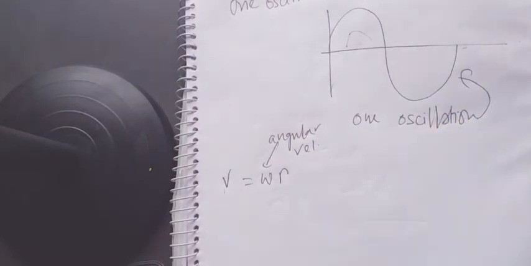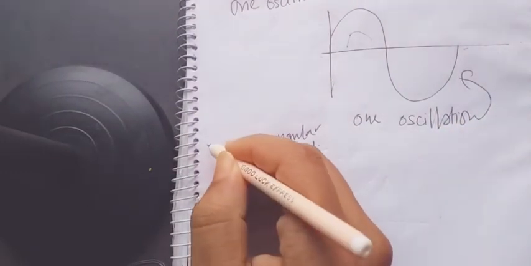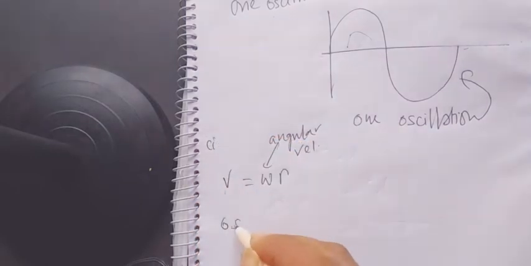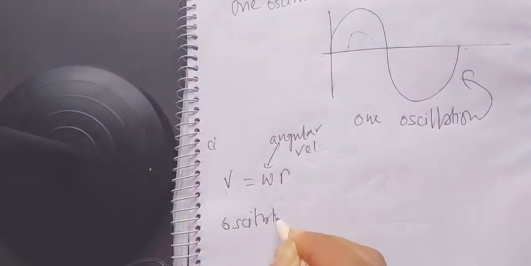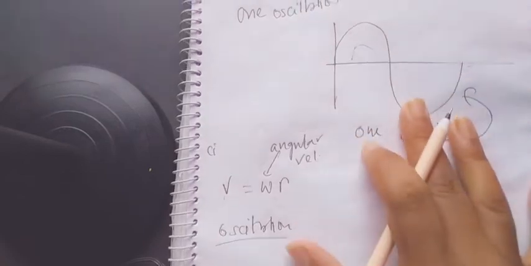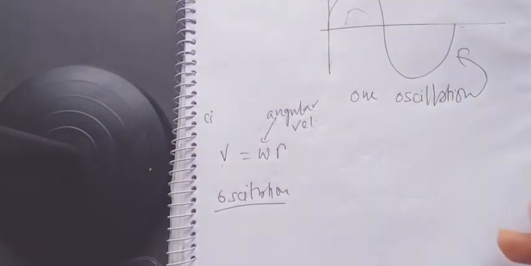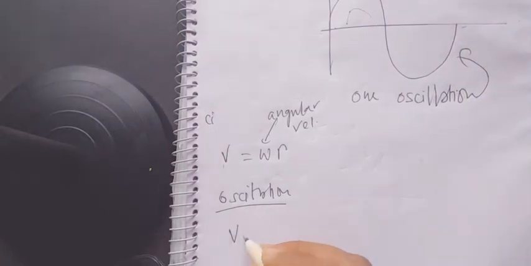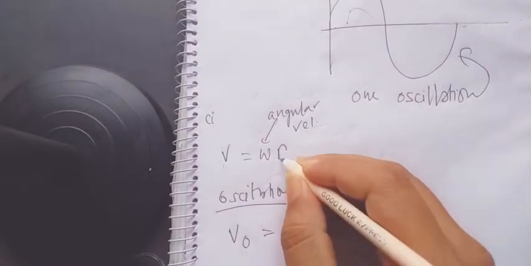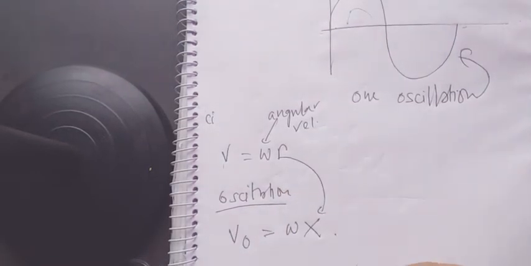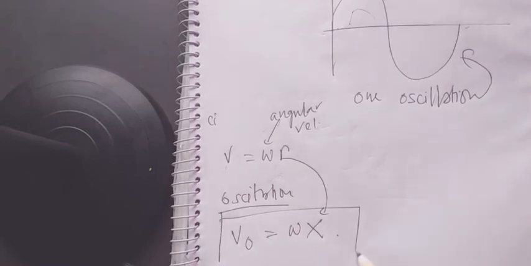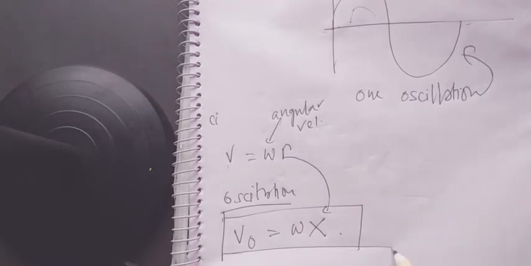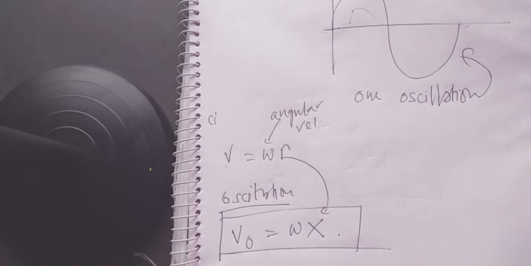So this was for circular motion, but for oscillation, as this has the common property, we can also use it for a distance covered, for a displacement covered. We can write the highest velocity as omega and replace the r with the displacement, and hence we get an equation for velocity, which is v naught equals omega times displacement.